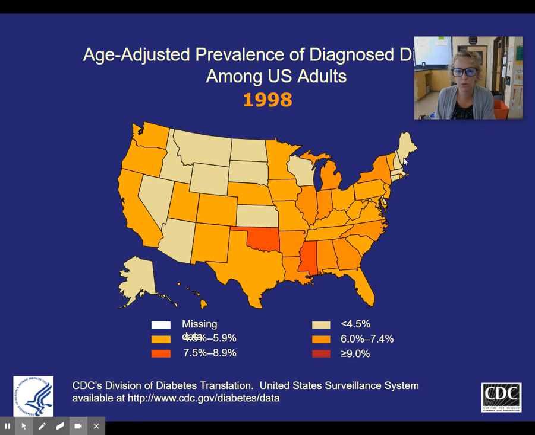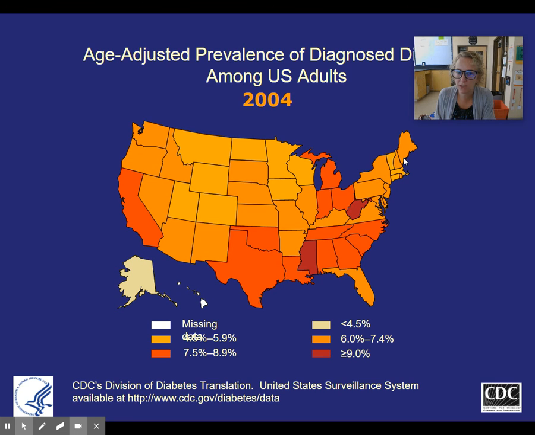We're just going to scroll through. You're watching a region, watching how it changes. Remember, the darker that region is, the more diabetes there is. So we're now in 2004.